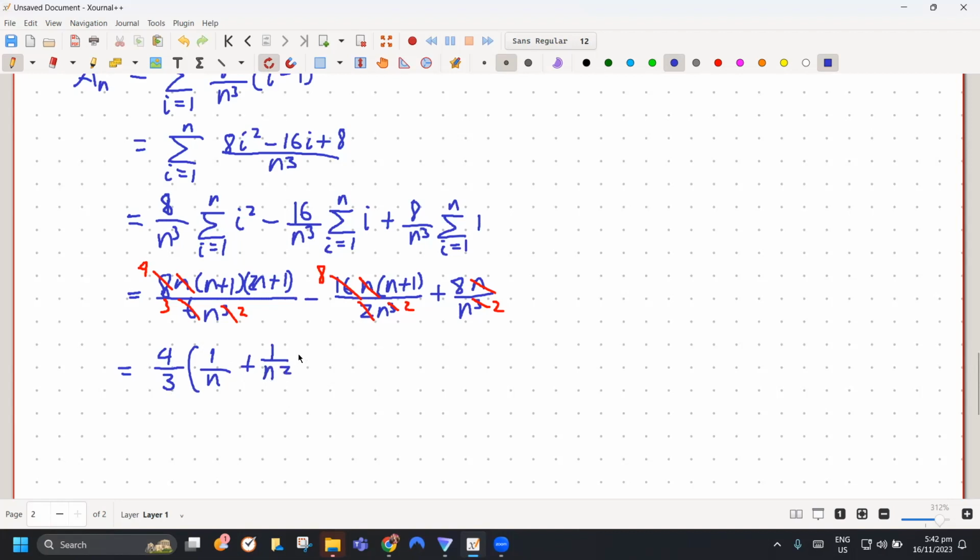Kaya hindi pwede dyan kasi may 2n plus 1 ka pa, may 2n plus 1 ka pa dun eh. Opo, so gagano ka lang. So isang n lang yung ipa-absorb mo sa n plus 1. Di ba may n square sa denominator? Opo, isa na lang yung n.